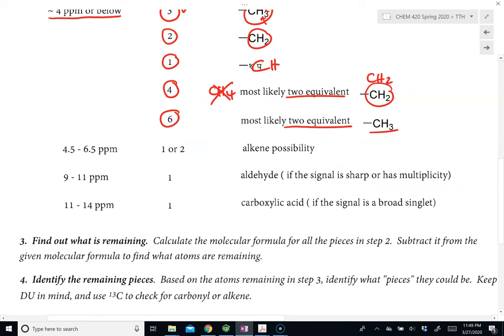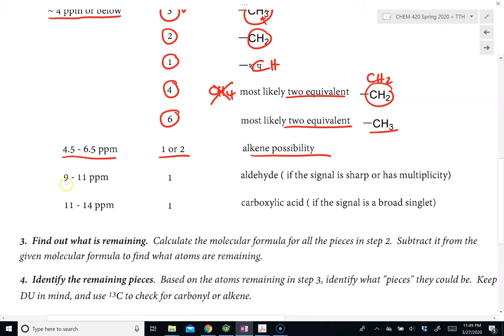Now, if we have signals from 4.5 to 6.5, again, this is the chemical shift range for an alkene. That is when we should be thinking about the alkene possibility. The integration for this region would tell us how many hydrogens the alkene has.